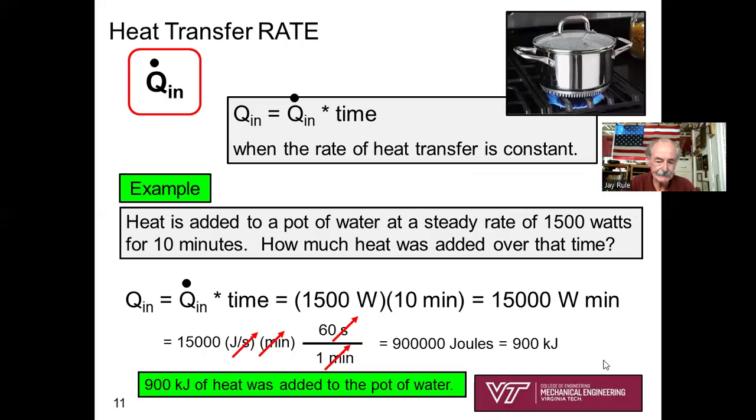Simple as that. But you do see that you would not get full credit if this were a simple homework problem. If you were to express it as Qn is 15,000 watt minutes, you would not get full credit for that, at least not in my class.